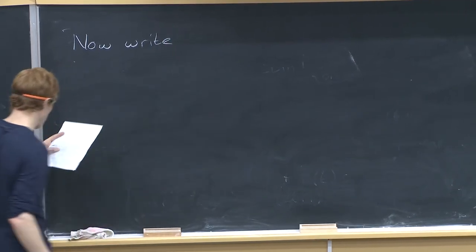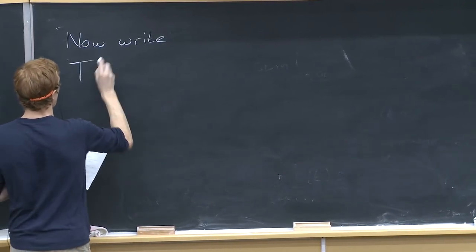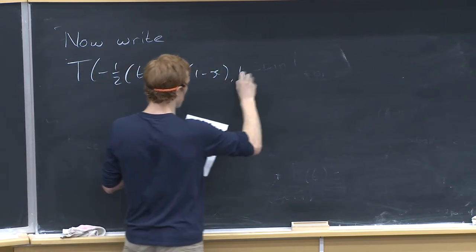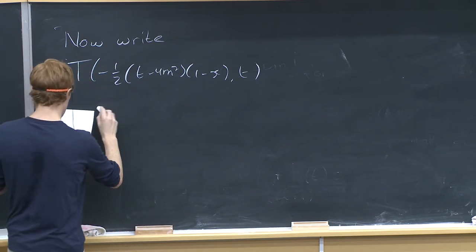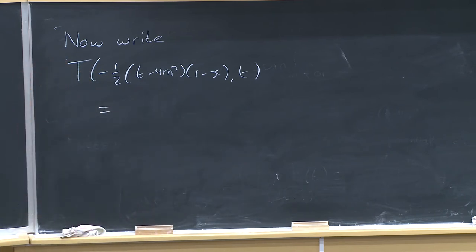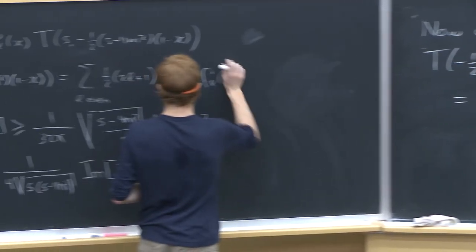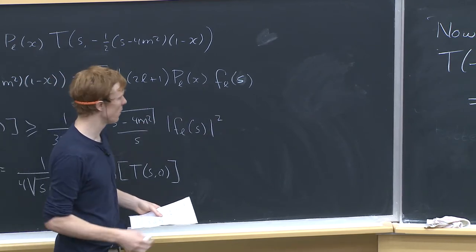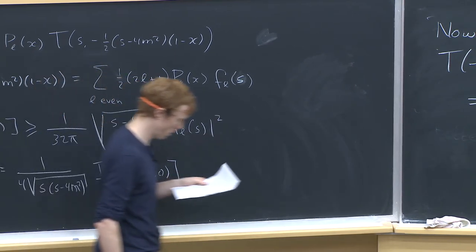So now, as I said, this was just part one. Now we write that the scattering amplitude, I'm just going to use this kind of equation, but since now my F_L of s are defined for complex L, I'm going to write this sum as some kind of contour integral.